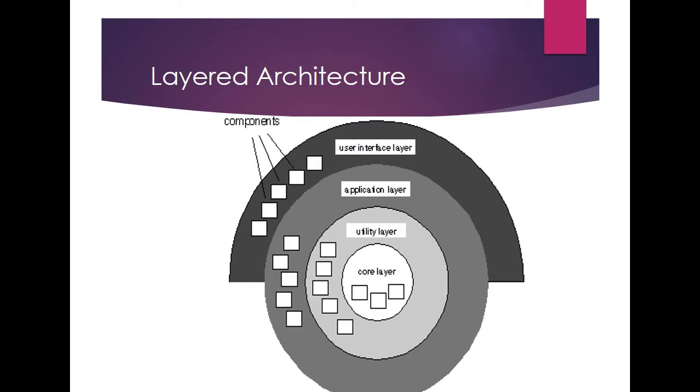The next one is layered architecture. The components of layered architecture are the user interface layer, application layer, utility layer, and core layer. In the core layer, the database and data warehouse or data storage facility will be available. Here it is hidden, at the abstract level.